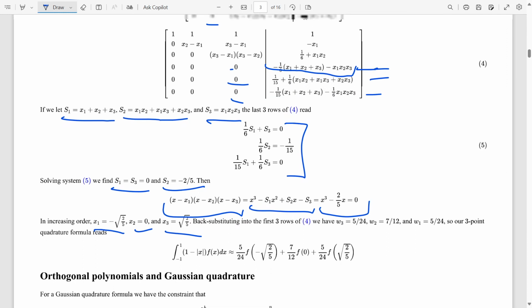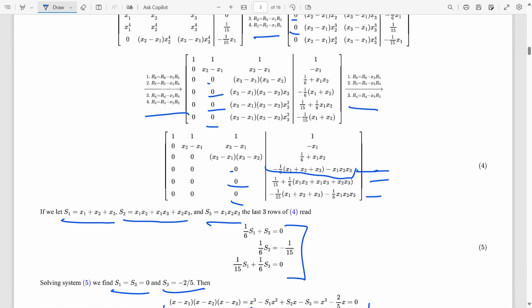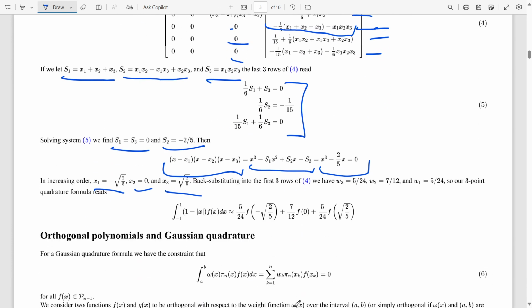Now we can back substitute these results into the first 3 rows. From this, we would get w3, and now we can get from this w2 and this w1. So now that we know w3, w2, w1, we have found the 3-point Gaussian quadrature formula. We will see immediately that Gaussian quadrature formulas imply orthogonal polynomials, so we explain their definition and properties.